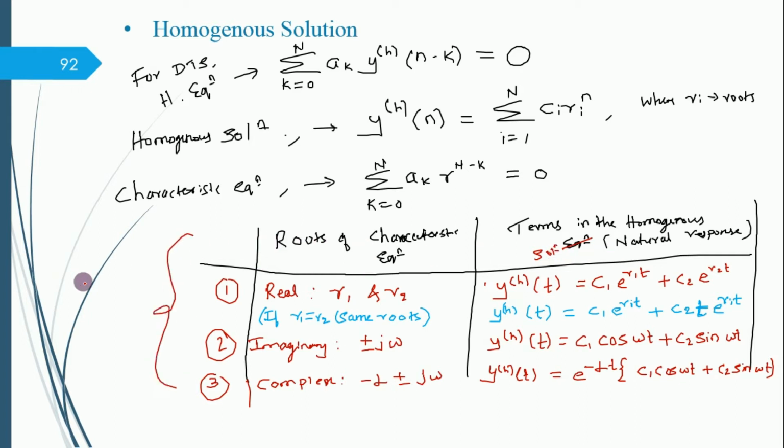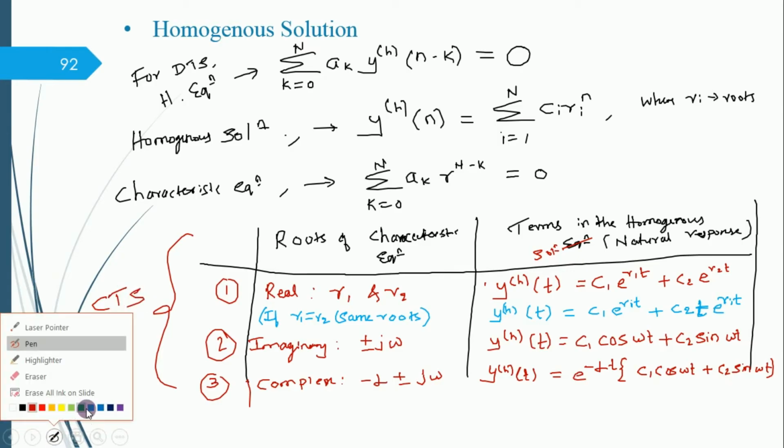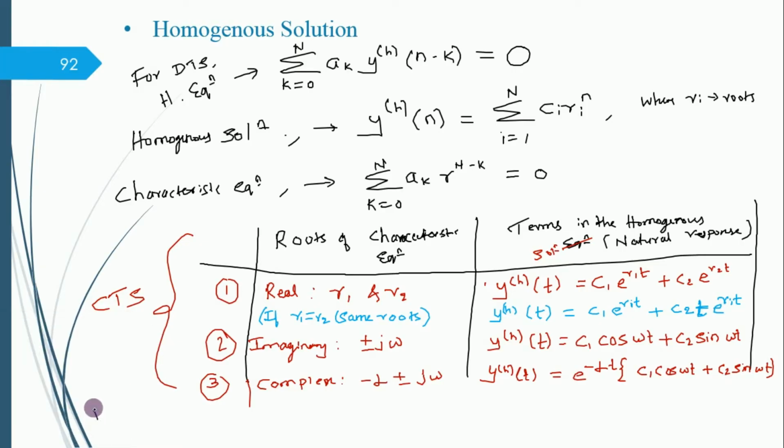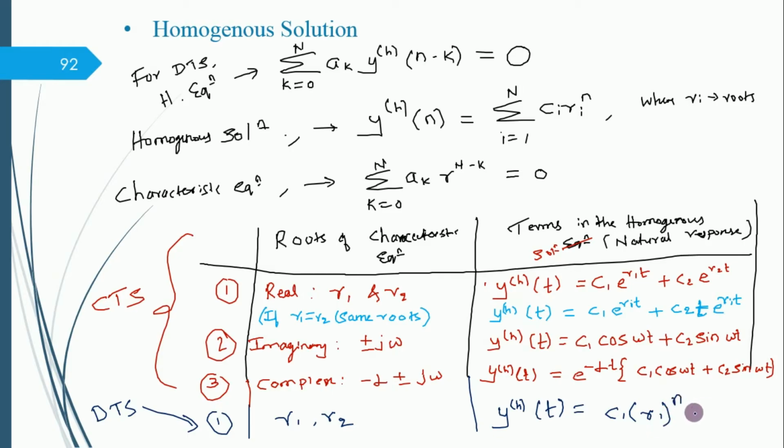Whatever I wrote till now is for CTS. Now for DTS also there is an equation possible. For DTS, first one, if the roots are R1 and R2, we get C1 R1 raised to n, because it is discrete time, plus C2 R2 raised to n. So this gives the table. This table is very important and you need to remember this table or refer to this table whenever you solve the numericals. Okay, so I'll be taking its reference of this table in future problems when I solve them.